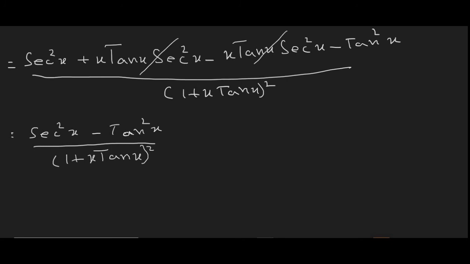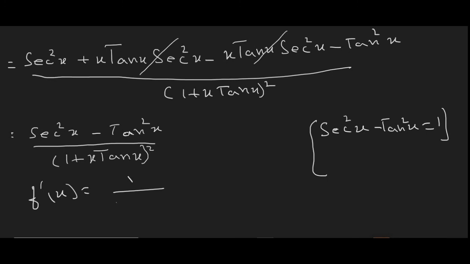whole square. Now we know that secant square x minus tangent square x is equal to 1, as we have already used this expression, so I am writing this equivalent. Secant square x minus tangent square x is equal to 1, so replacing this by 1, f dash of x is equal to 1 over 1 plus x tangent x whole square. This is the first derivative for the given function.